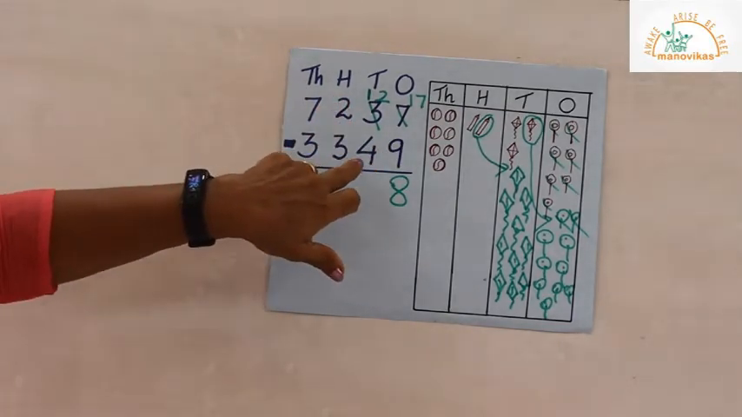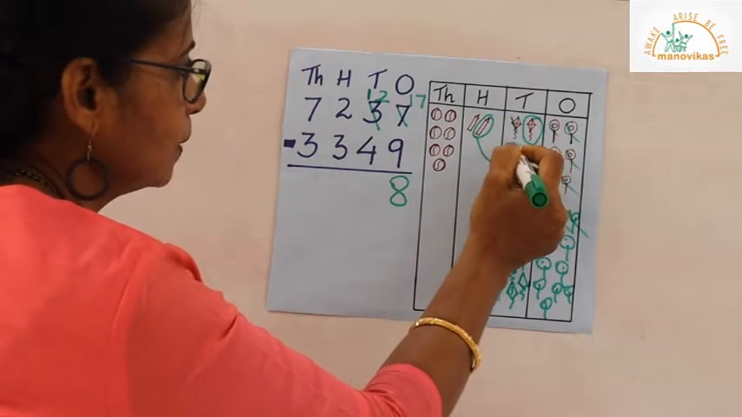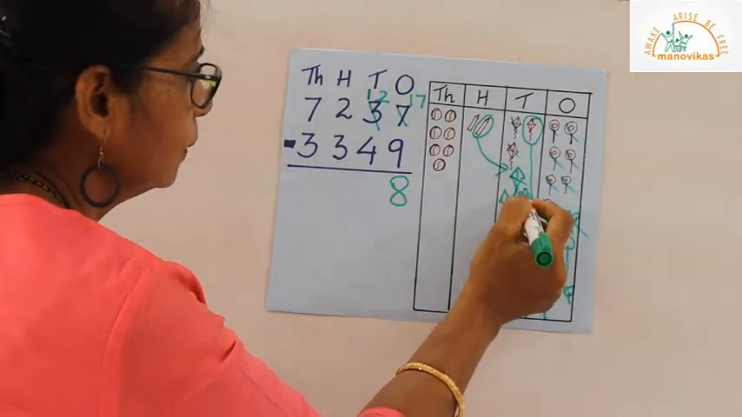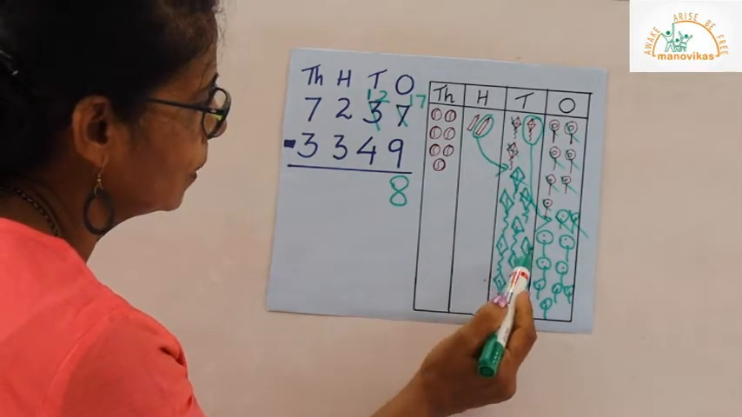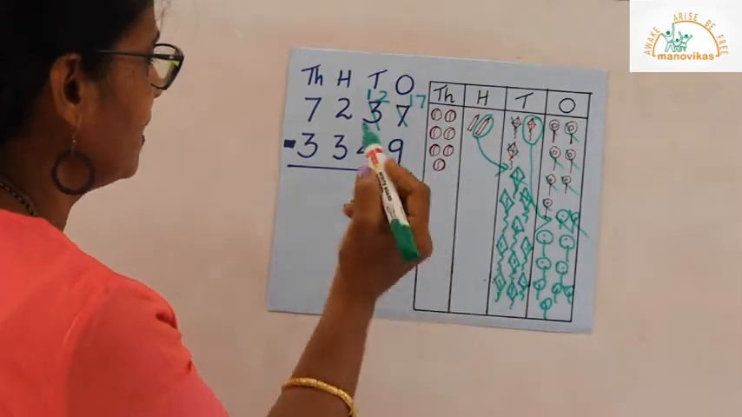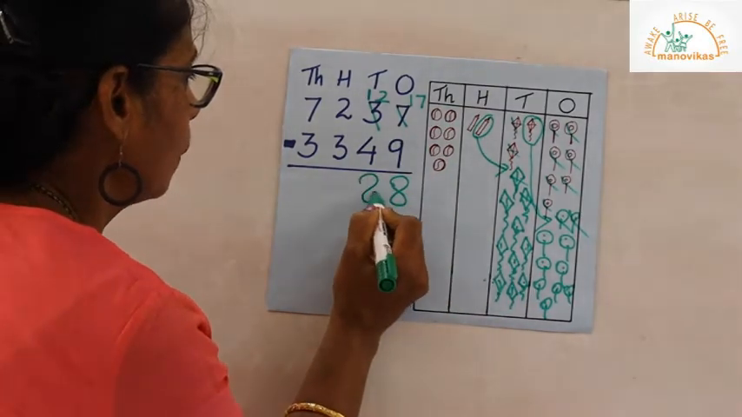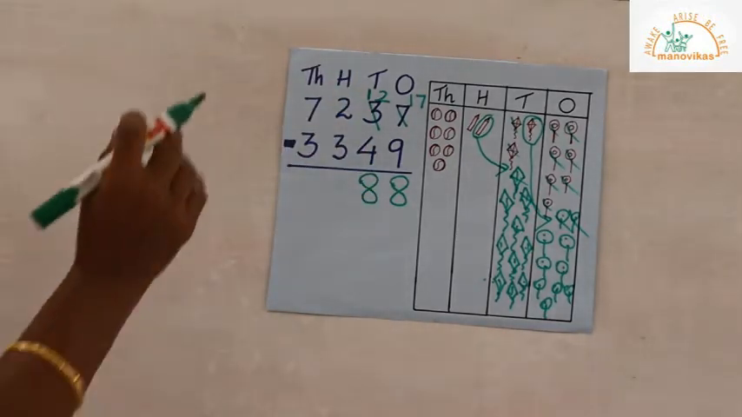Now we have to take away 4 from 12. Let's count. 1, 2, 3, 4. What remains with us is 1, 2, 3, 4, 5, 6, 7, 8. We get another 8 when we subtract 4 from 12.